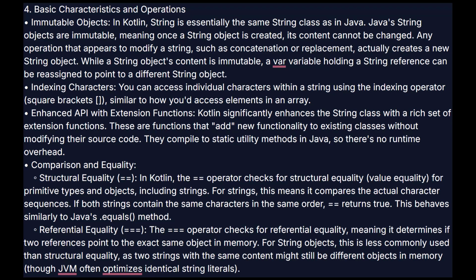Referential equality, ===. The === operator checks for referential equality, meaning it determines if two references point to the exact same object in memory. For string objects, this is less commonly used than structural equality, as two strings with the same content might still be different objects in memory, though the JVM often optimizes identical string literals.